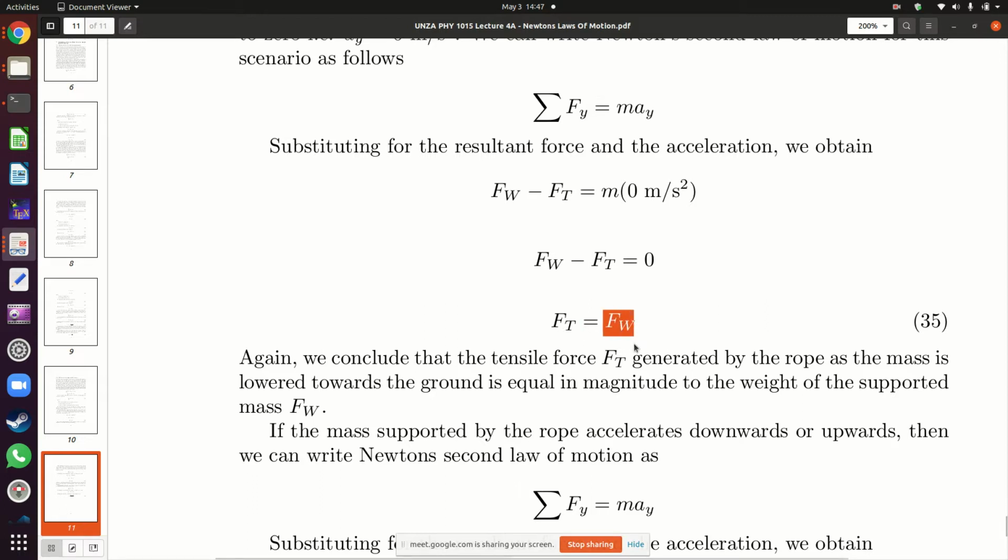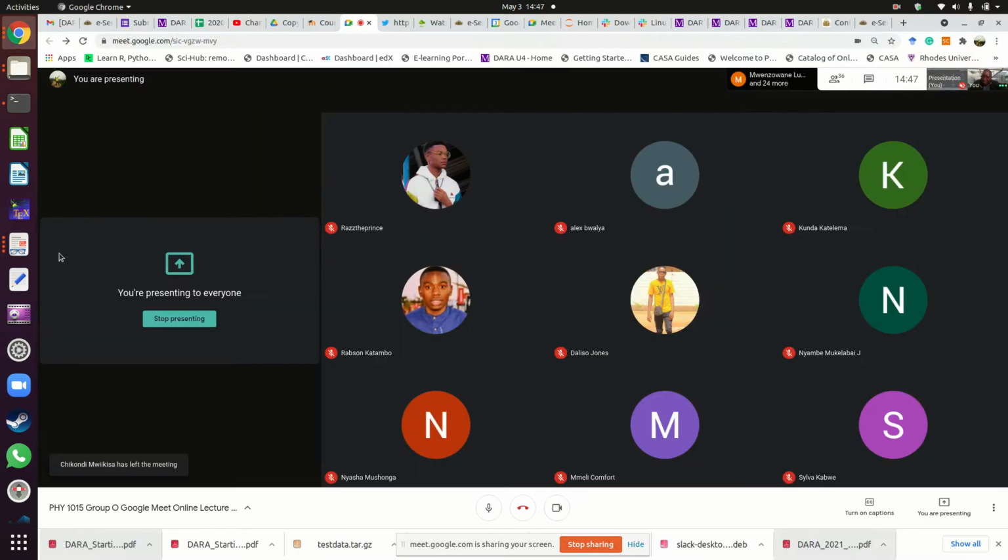So if you have a mass supported by a rope, and you lower it down at constant velocity, in this case also, the tension generated in that rope will be equal to the weight. Are we clear?